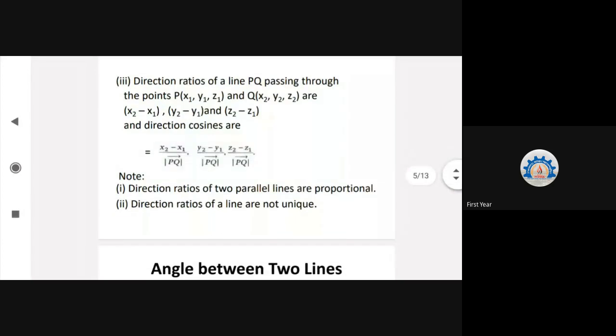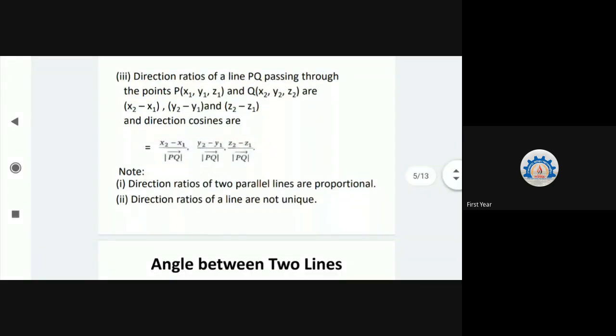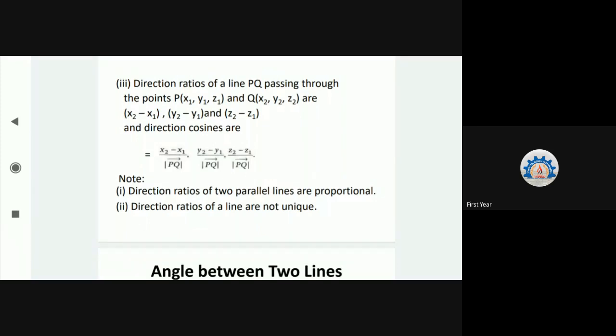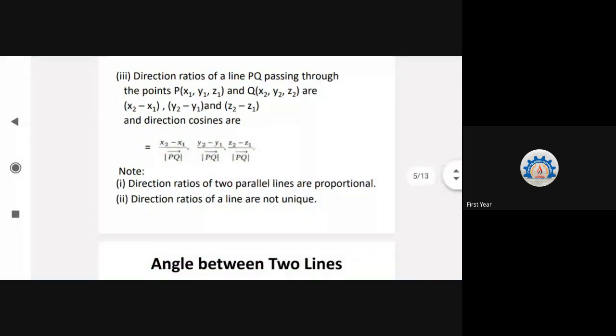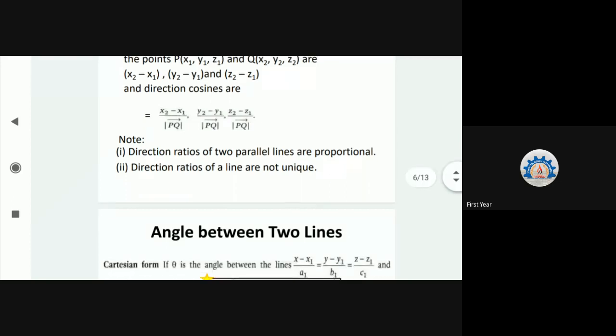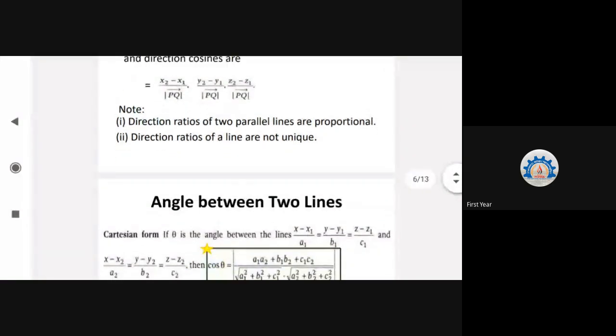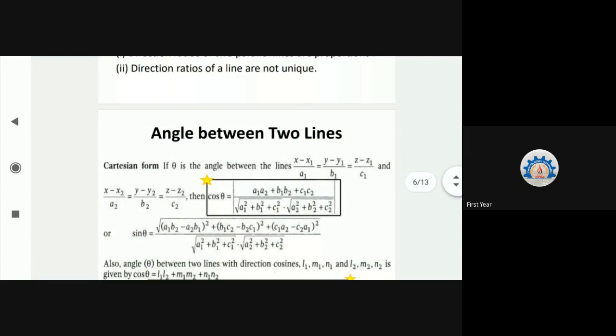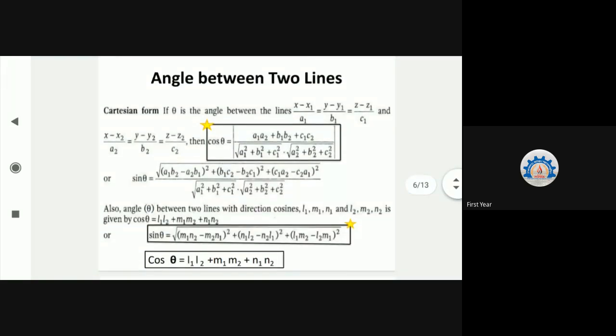Direction ratios of a line passing through two points are x2 minus x1, y2 minus y1, and z2 minus z1. Here is an important note: direction ratios of two equal lines are proportional. They are not equal, but they are proportional. And direction ratios of a line are not unique. It means that a line can have two or ten direction ratios, but it has unique direction cosines. So here we will see the angle between two lines.